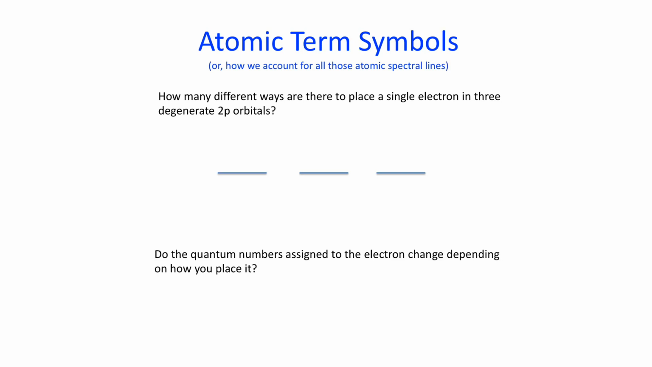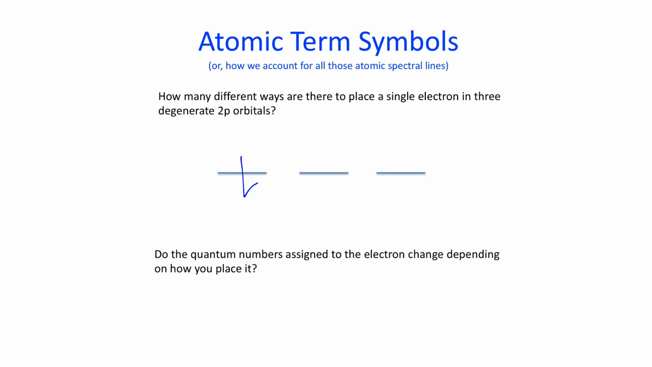Okay, so hopefully you probably started with maybe putting one in that orbital, or we could put one in this orbital, or we could put it in this orbital, or I could put it in this orbital spin down, or in either of the other 2 orbitals spin down. So hopefully you're getting the sense that there's quite a few ways that we can place that single electron in these 3 degenerate 2p orbitals.